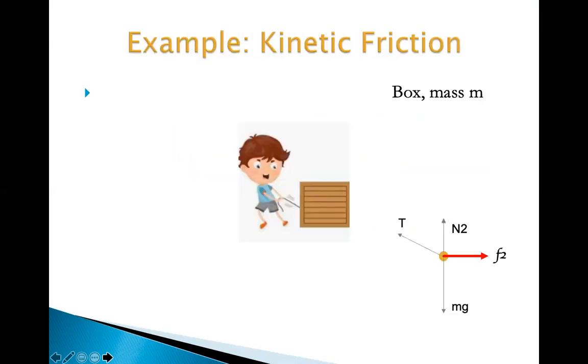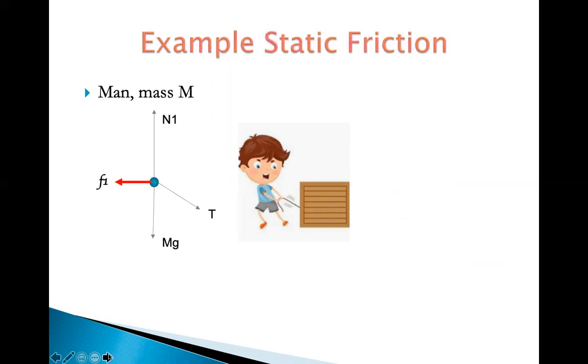An example, if a man is dragging a box across the ground towards the left, the friction resists the relative motion of the box with respect to the ground. So the friction is opposite the direction of the motion. Here, the red arrow F2 represents the friction acting on the box.